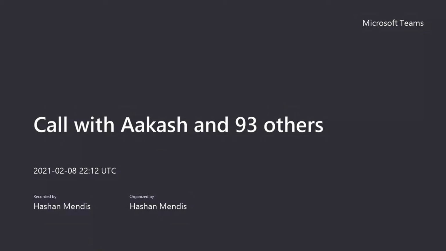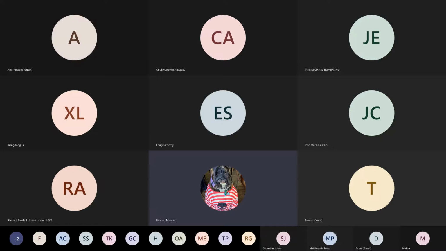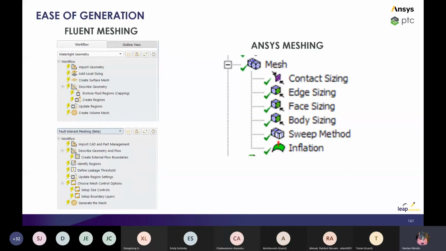To ease of generation. So we've got Fluent Meshing, we've got Ansys Meshing as well. We do have ISIM, but we won't look at that in this particular case. What I wanted to point out here is the ease of generation, right?